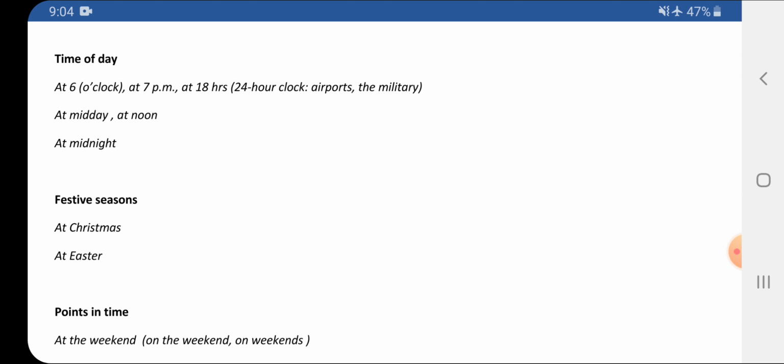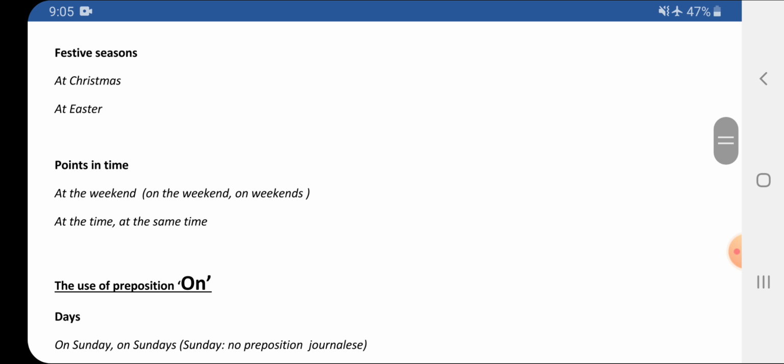At is also used before festival or the festive seasons that we have, like at Christmas, at Easter, at Eid, at Puja, at Ramadan. So we can use at before the festive seasons. But remember, if the word day is added after the festival, suppose Christmas Day, Easter Day, or Eid Day, Puja Day, then we would use on before it. But in general, if you mean only the festival, you're gonna stick with at.